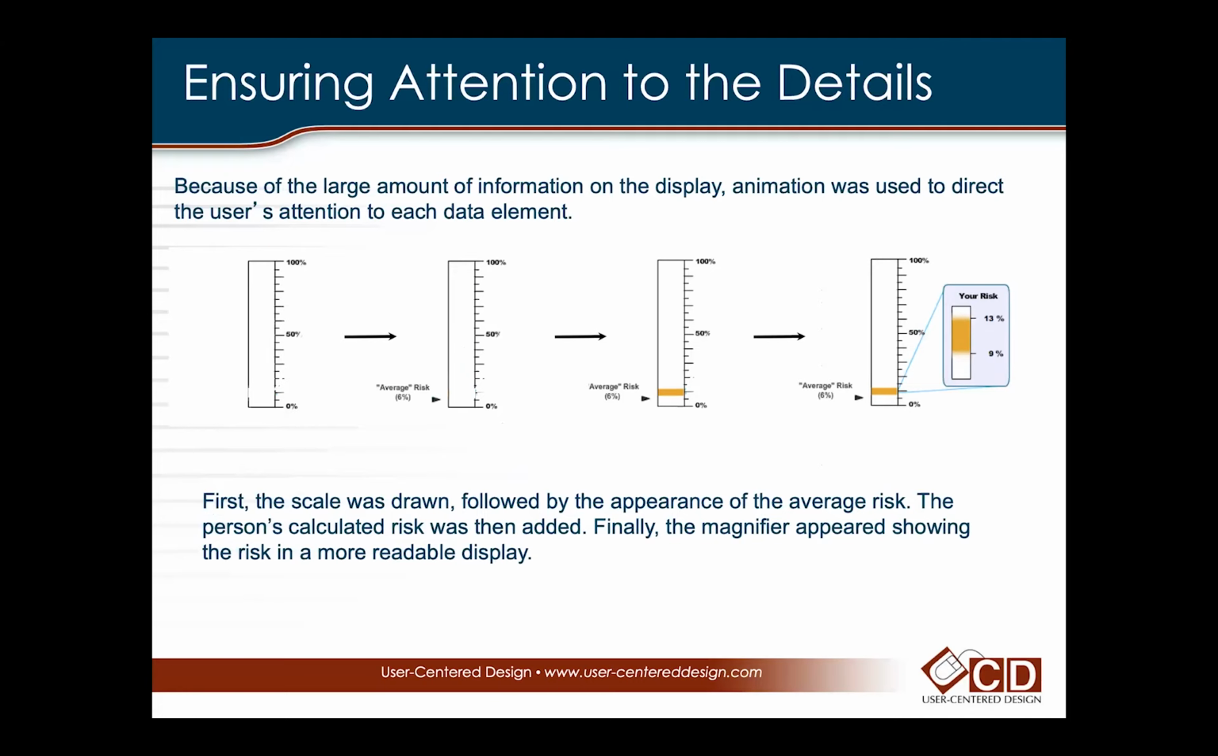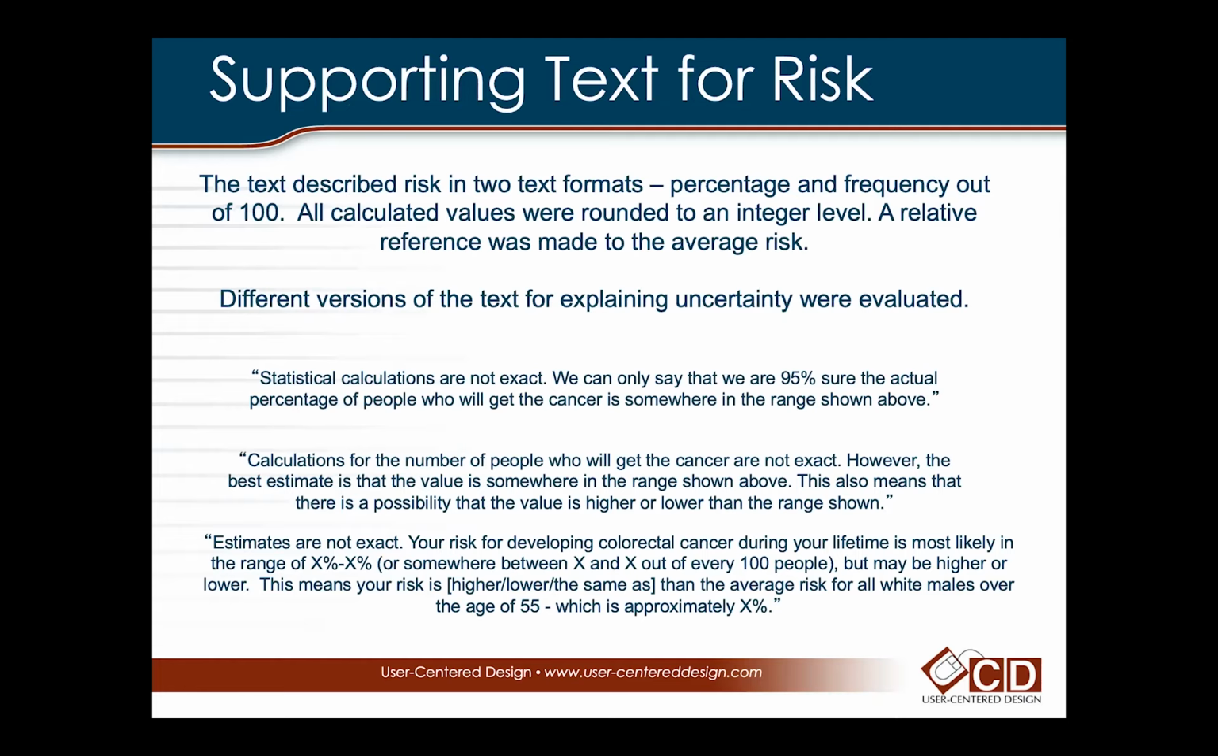So what we did was we modified it so that it built the display over a 2-second build. I think it might have been 1 second. So it would first display the scale, then the average risk would appear on the scale to draw their attention. Then we would draw on their risk, and then the risk would blow up and show them their risk in a view they could actually see. So this seemed to be handling the idea of uncertainty in their cancer risk. And then we looked to explain it in text.